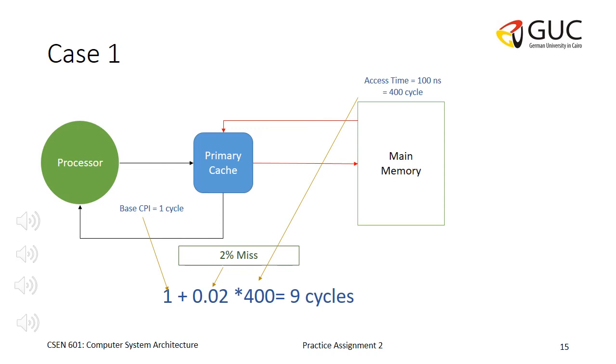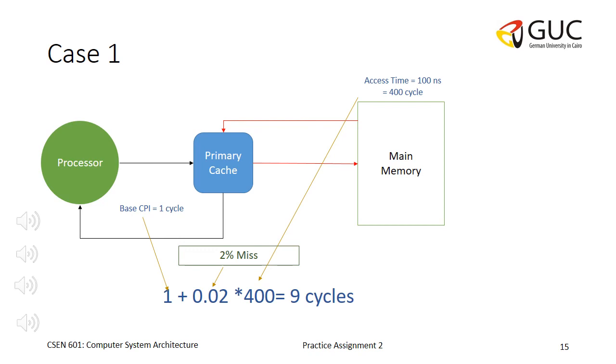For example, if the processor needs to access the data 100 times, it goes 100 times to the primary cache. The primary cache will hit 98 times, and will miss only 2 times and go to the main memory. What if we have 50 instructions? We will have only one miss. What if we have much more instructions or less instructions? We will miss by the rate of 2%. So if we have only one instruction, the misses will be 0.02. Okay, this is for one instruction.